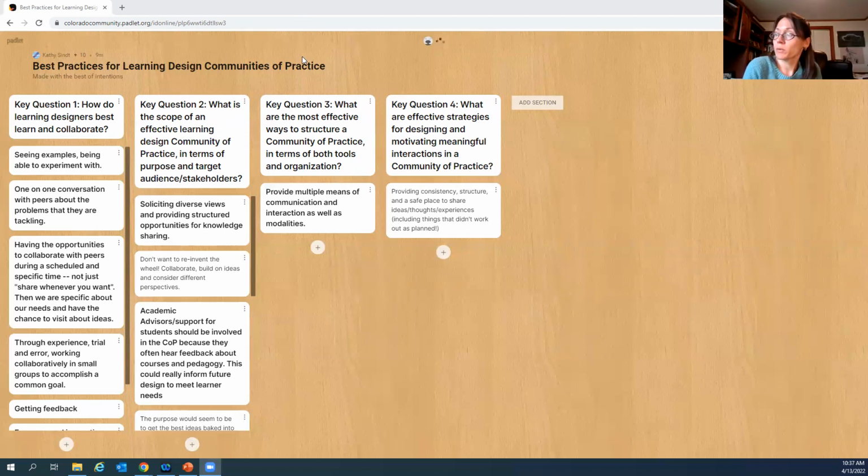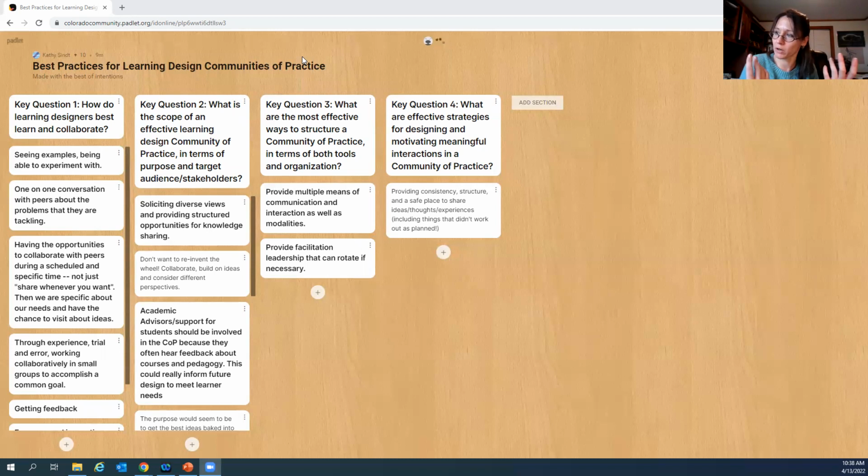Some of the models we looked at provided opportunities for synchronous interaction. Some provide opportunities for asynchronous interactions. Some have very directed prompts, while others are very open-ended spaces for sharing. So I'm curious about more specific ideas that you've experienced in a community of practice, or think would work well, related to those kinds of interaction opportunities.